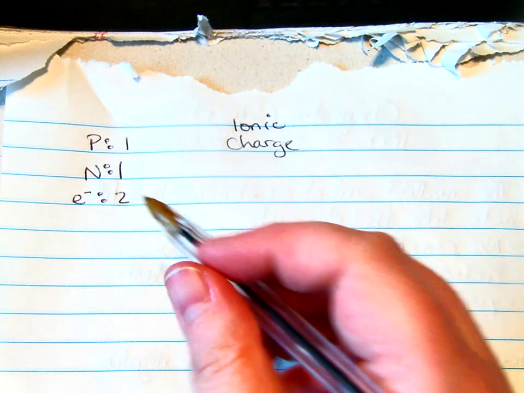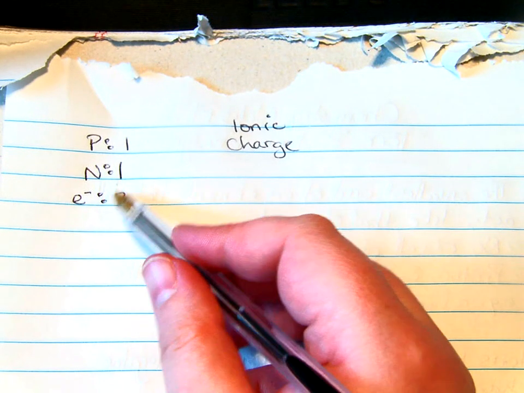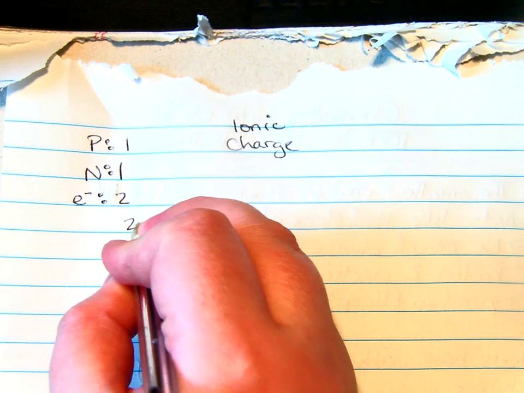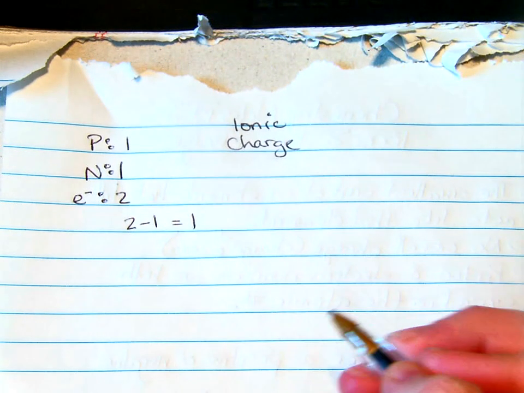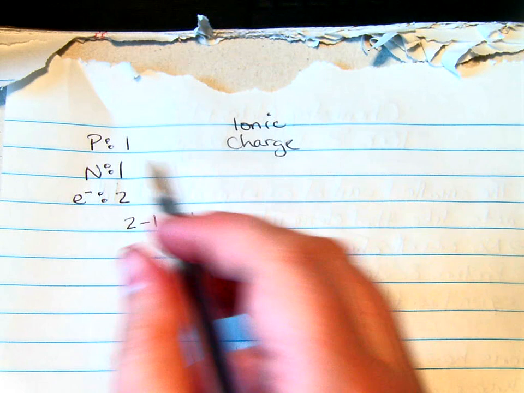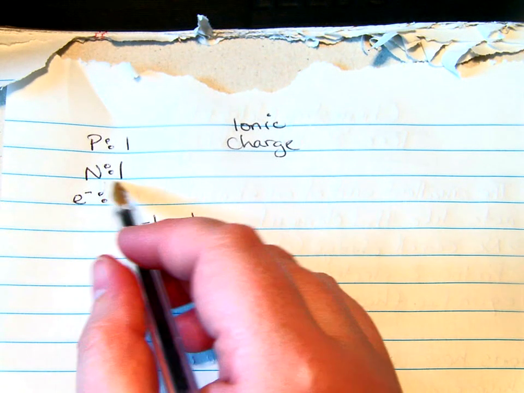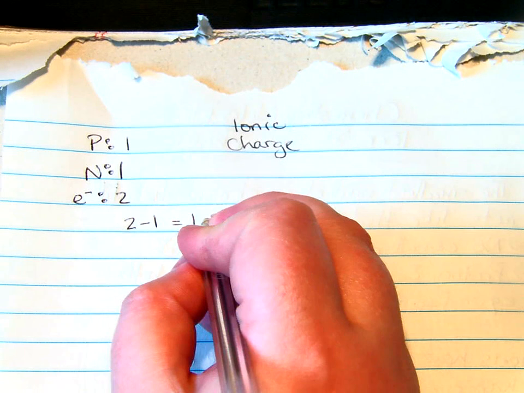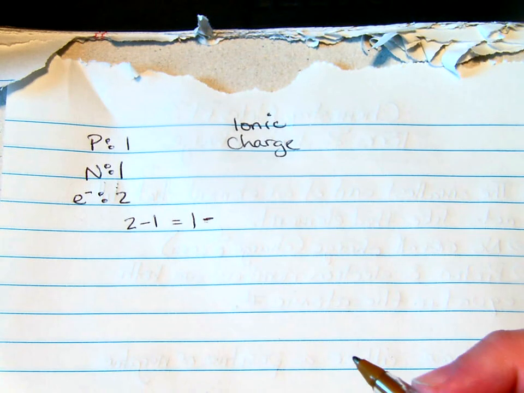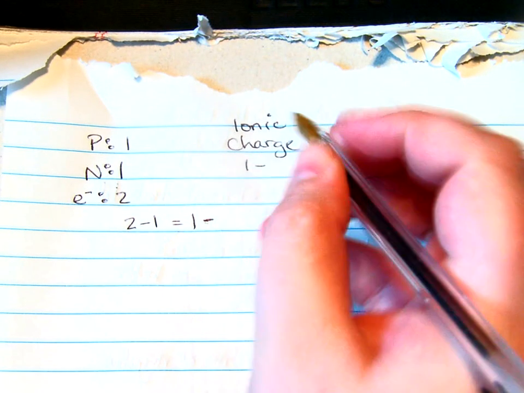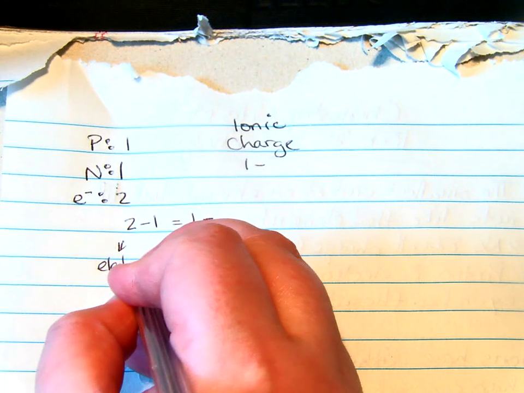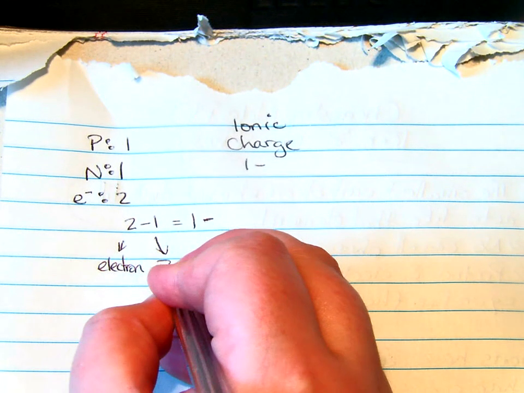Well, we know we have gained 1 electron. So 2 minus 1 means we're going to have a 1 charge. And electrons are negative. So it's going to be a 1 minus charge overall. So electron minus our proton number.